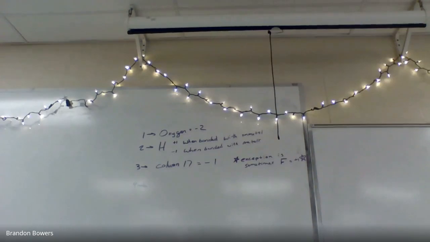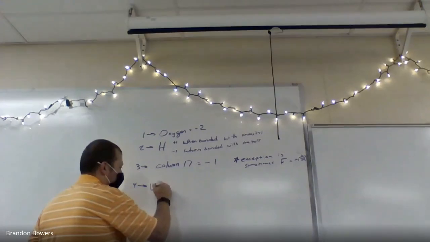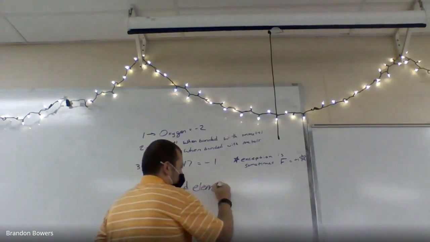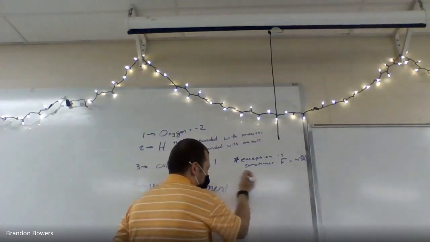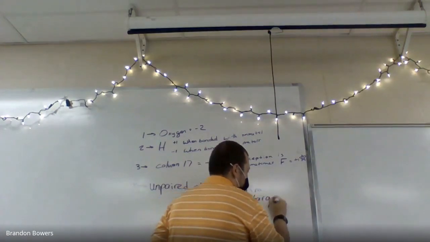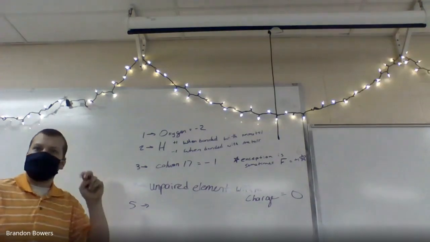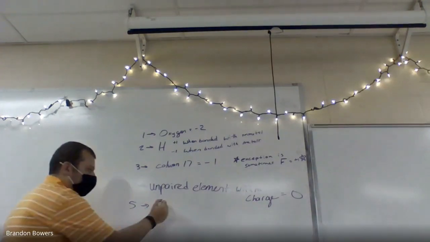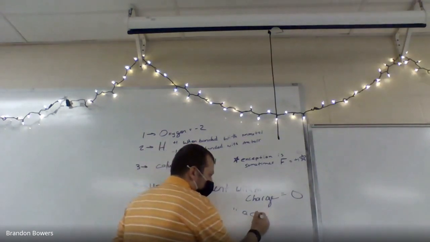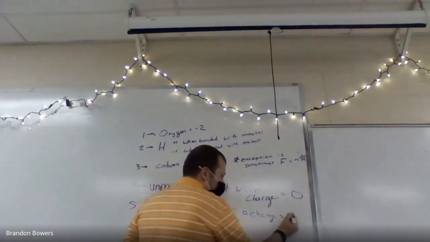All right, rule number 4. An unpaired element with no charge equals 0. Do you know what the ditto means? Can I just do that? An unpaired element with a charge, the oxidation number equals the charge.